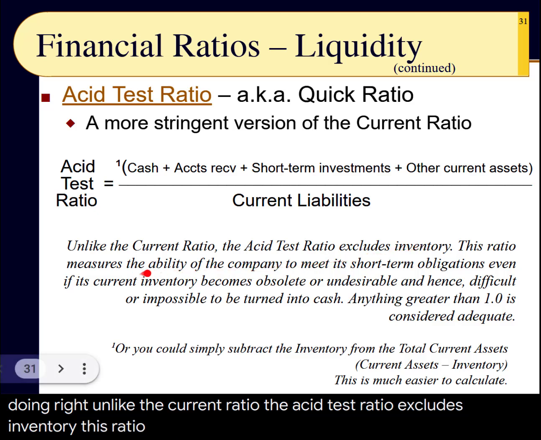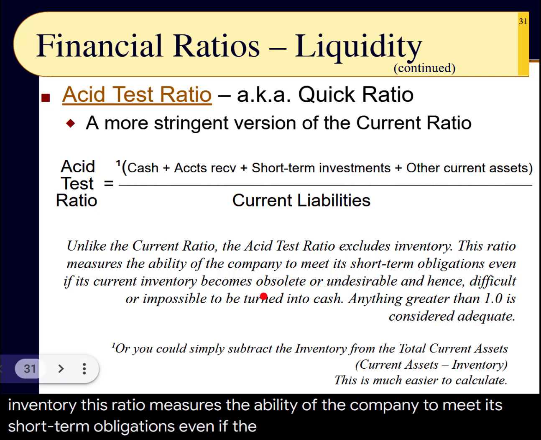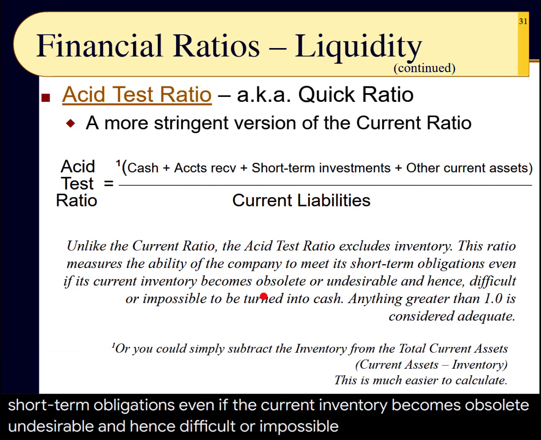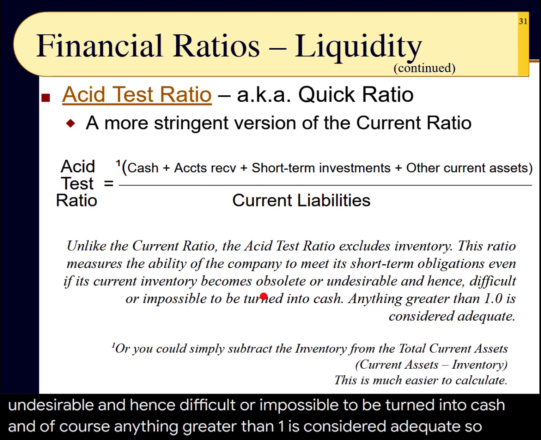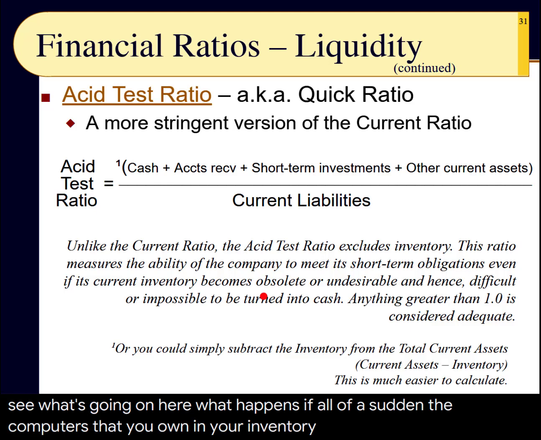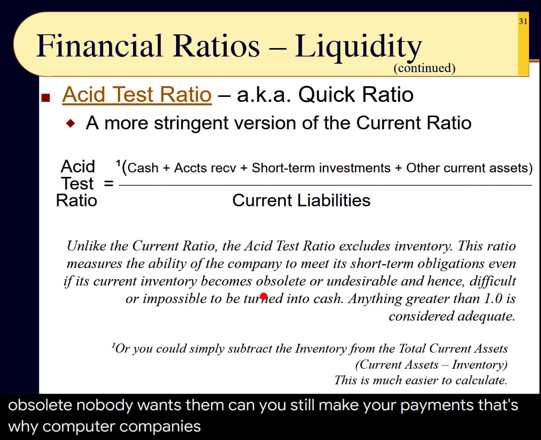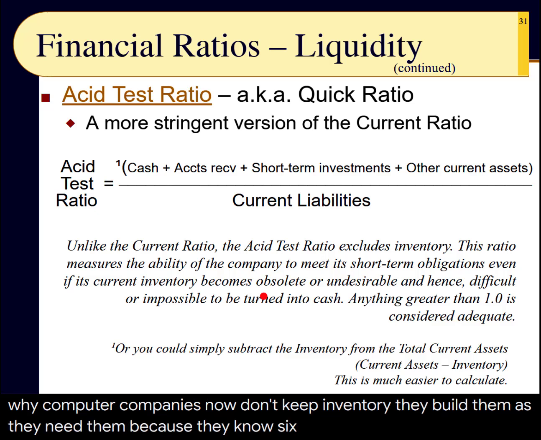This ratio measures the ability of the company to meet its short-term obligations, even if the current inventory becomes obsolete, undesirable, and hence difficult or impossible to be turned into cash. And of course, anything greater than 1 is considered adequate. So you see what's going on here? What happens if all of a sudden the computers that you own in your inventory, your computer company, are obsolete? Nobody wants them. Can you still make your payments? That's why computer companies now don't keep inventory. They build them as they need them because they know in 6 months the thing is obsolete.